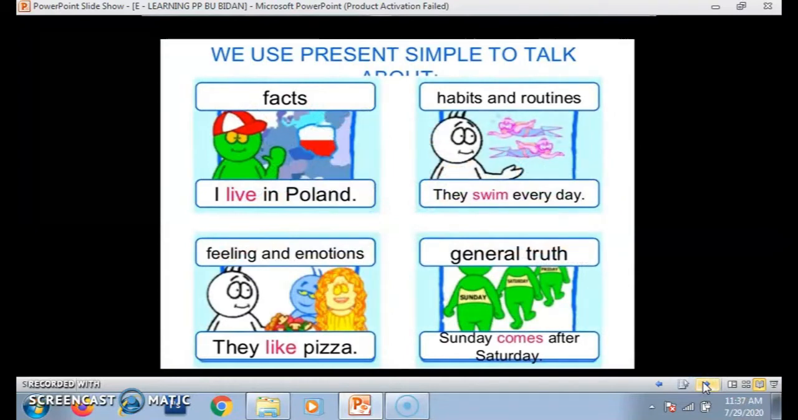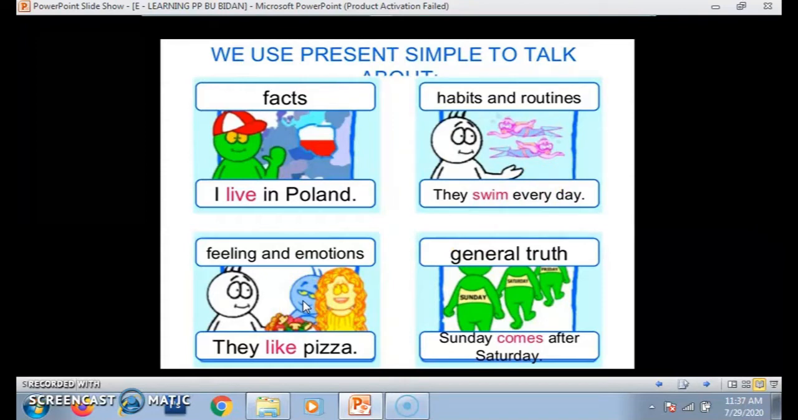Simple present tense is a form of the verb most commonly used in the English language, which is used to talk about facts, habits and routines, feelings and emotions, and also general truth. We can say fact. In simple present tense, I live in Poland. To say habits, we can say they swim every day. Every day is an adverb of time to tell about habits.